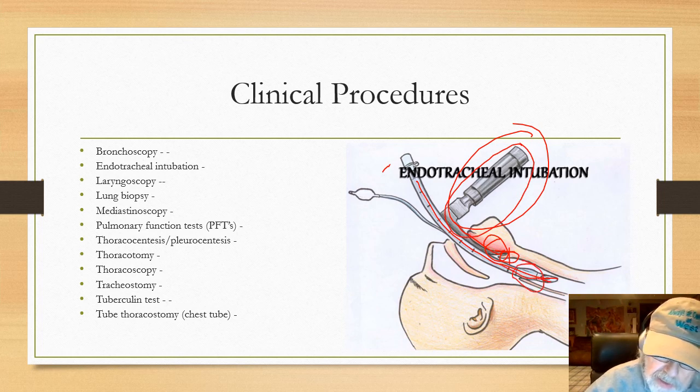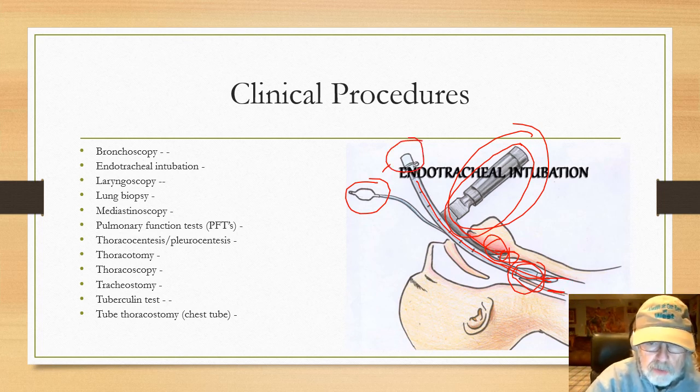Now right here you can see there's a little cuff. And the little cuff, once they get it down there, they take a syringe, put air in there, it blows up the balloon right here, so it stays in the trachea, so it doesn't move around. Okay, and then they hook this end up right to a ventilator. So that's called an endotracheal intubation.